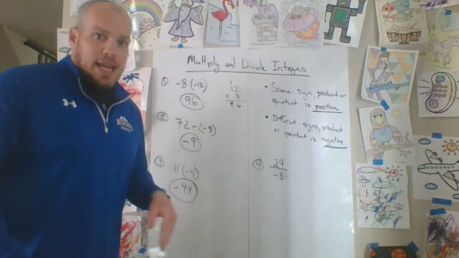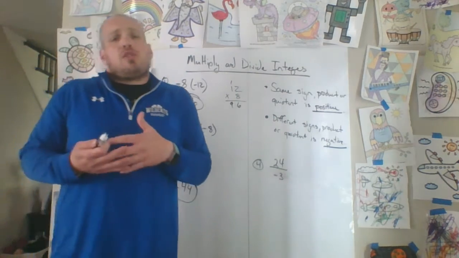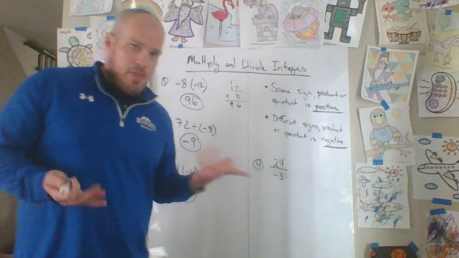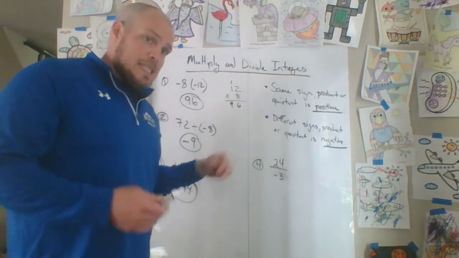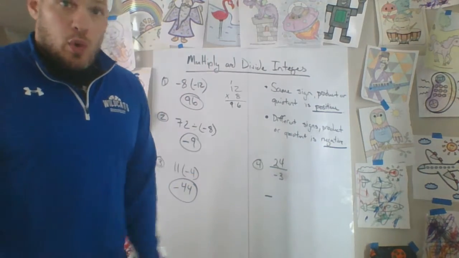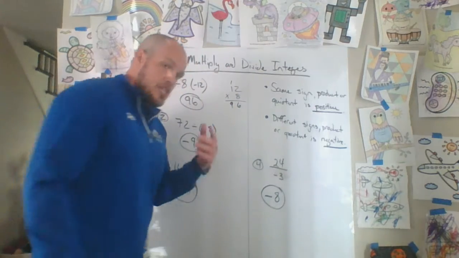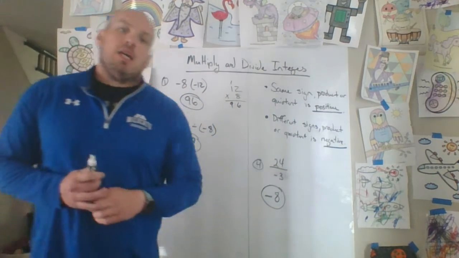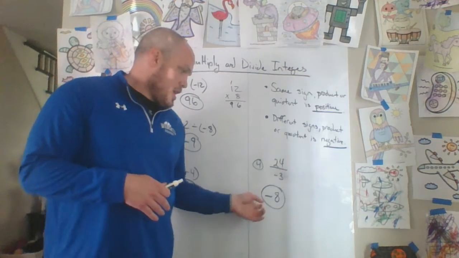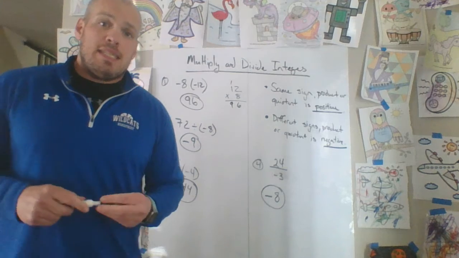24 divided by -3. Remember, a fraction mark is just another symbol for division. So this is 24 divided by -3. They have different signs. So my result is going to be negative. How many times does 3 go into 24? It's 8 times. Again, knowing your multiplication facts is going to help you here. So our answer for 24 divided by -3 is going to be -8. And that's multiplying and dividing integers.